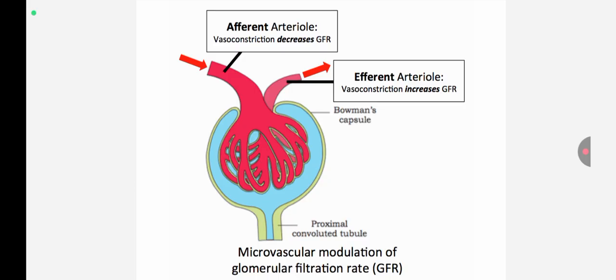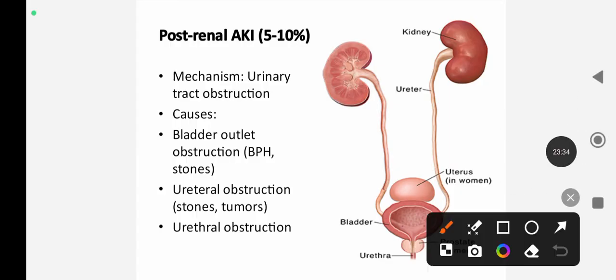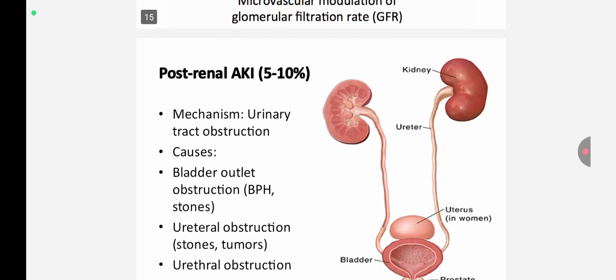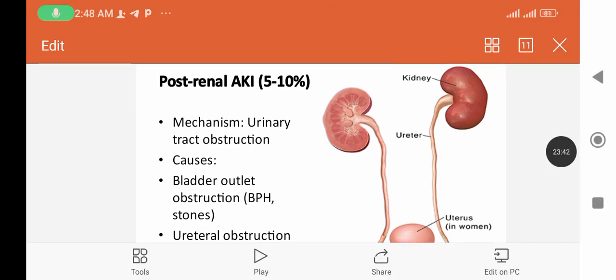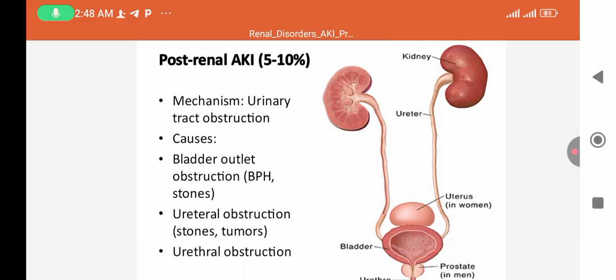So this is just to explain glomerulonephritis better. Postrenal AKI has to do with anything beyond the nephron. So we know this is the kidney, and this is where the nephron is located. Anything outside the kidney here is called postrenal. Anything outside the kidney is called postrenal.